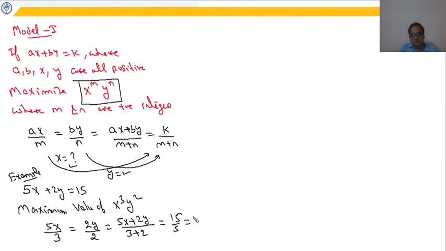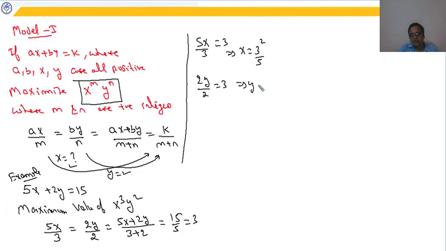15 upon 5 comes out to be 3. So we equate the first and the last part. So we get 5x by 3 as 3, so we get the value of x as 3 square upon 5, and 2y upon 2 is 3. So we get the value of y as 3.